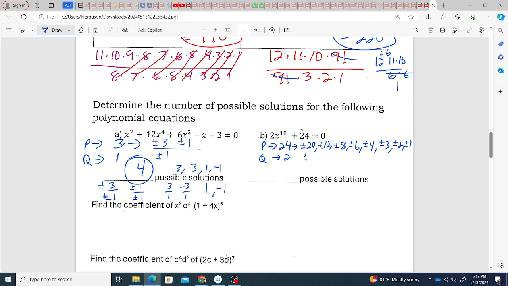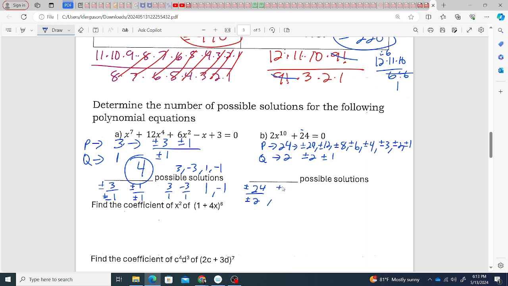And then I look at all the factors of 2. That's plus or minus 2, plus or minus 1. So now I'm going to build ratios with all of these. Now when I do, there's definitely going to be some duplicates, so I need to watch for that. So let's start with the 2's. So I've got plus or minus 24 over plus or minus 2.